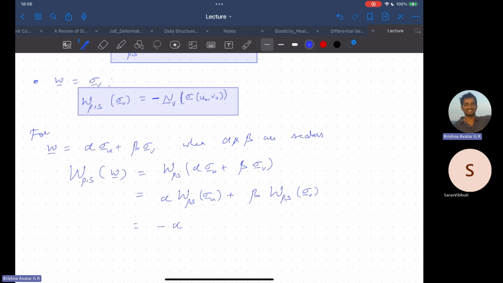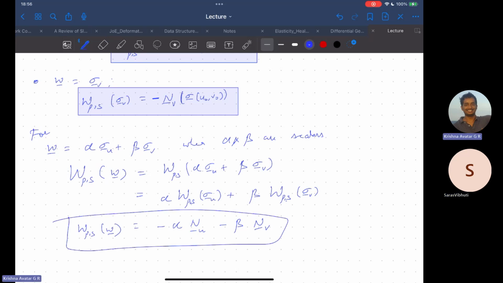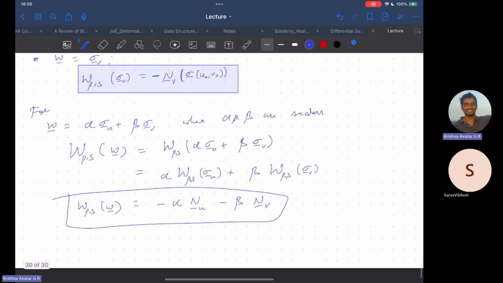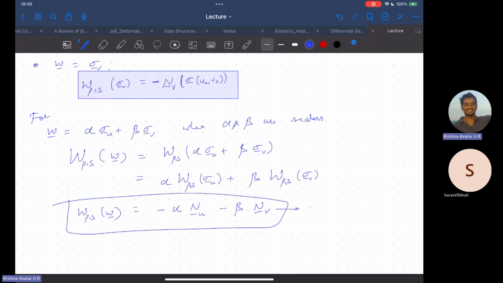So it's like minus alpha n_u plus again minus beta n_v, right? So now you can clearly see how we had defined this. This is how the relation will be for any general Gauss map. You can clearly see this is a vector. W_P of S gives us a vector.